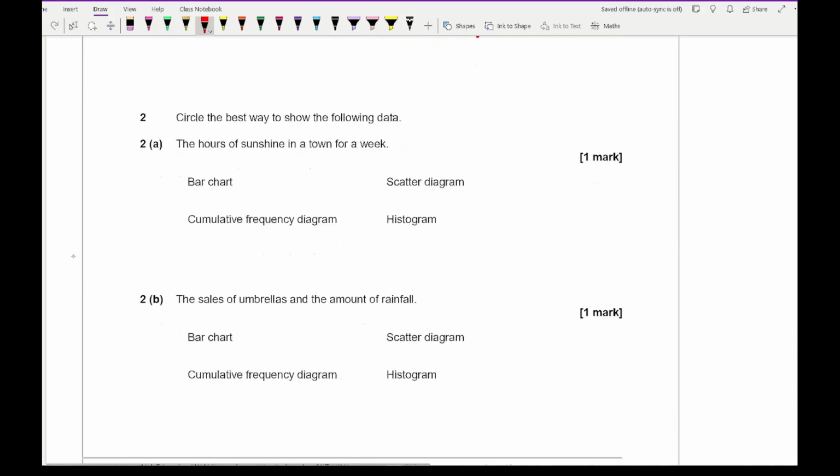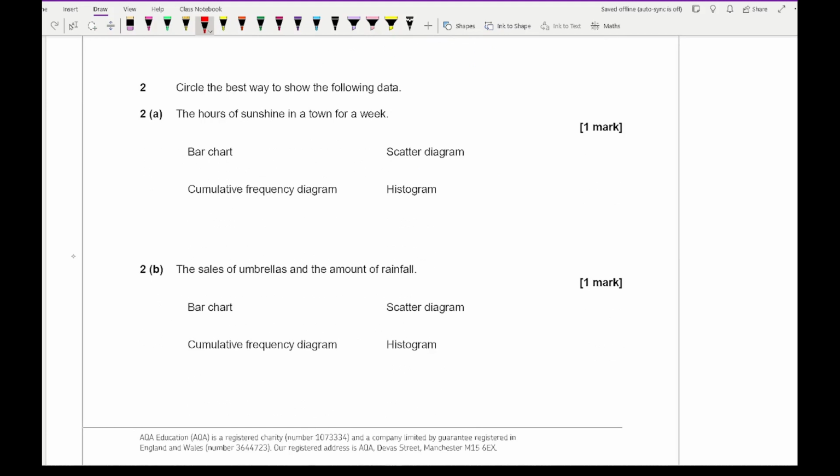The next question said circle the best way to show the following data: the hours of sunshine in a town for a week. The correct answer for this one is going to be a bar chart. The reason for that is because scatter diagrams you draw if you're looking to see if a relationship exists between two things. So you wouldn't really look for a relationship in terms of whether it's sunnier on a particular day than on another, like Monday having more hours of sunshine than Tuesday. It's just not going to happen.